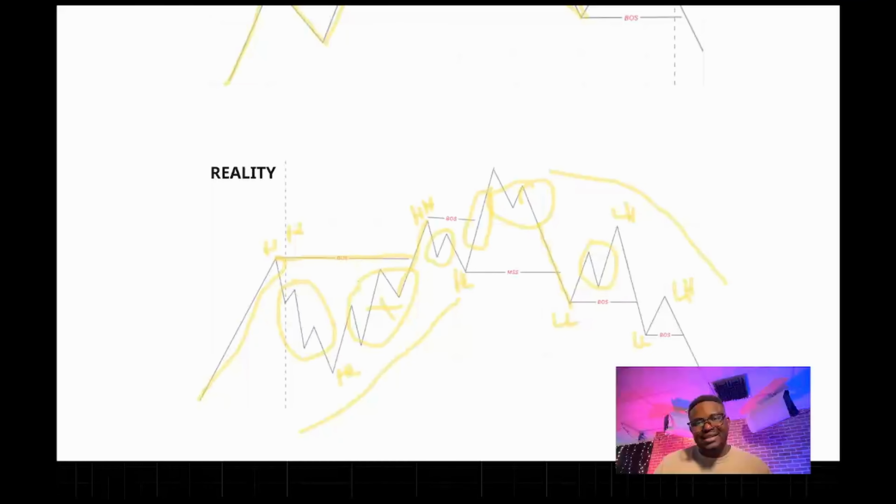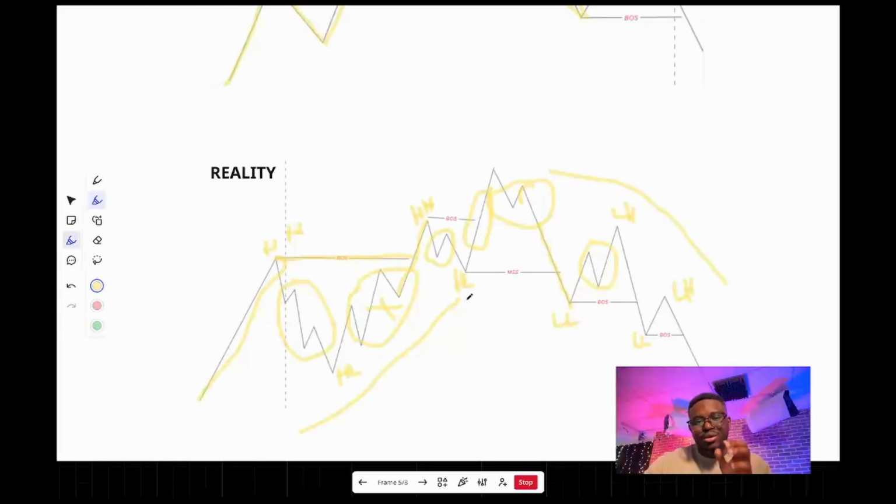And then when there's a market structure shift, for you to tell me market structure shift, the only thing you need to do is see a candle close below the last higher low. And that's a shift from a bullish market trend to a bearish market trend. This is very, very simple. You can't even confuse it.